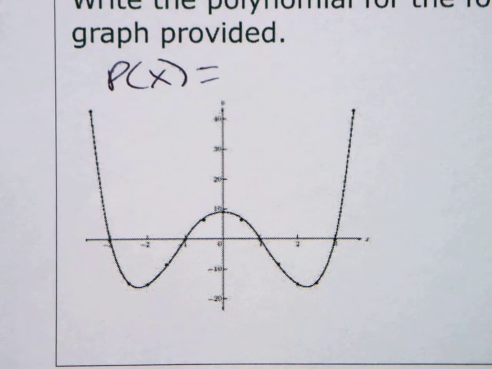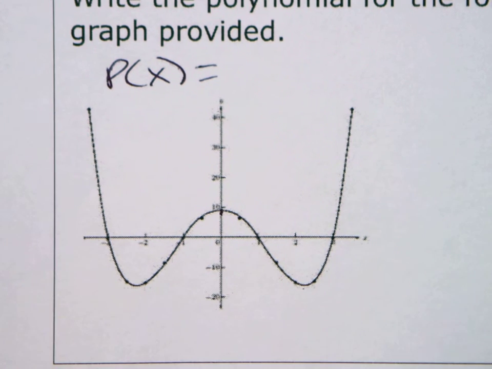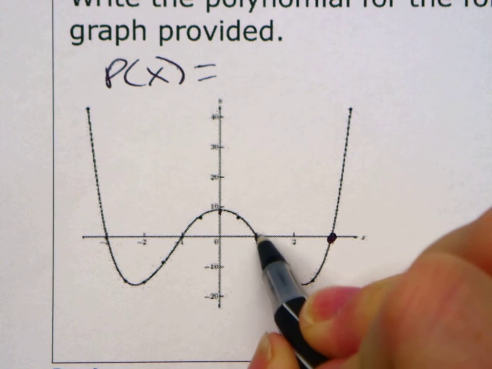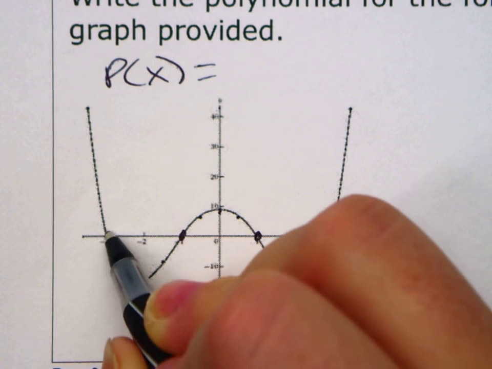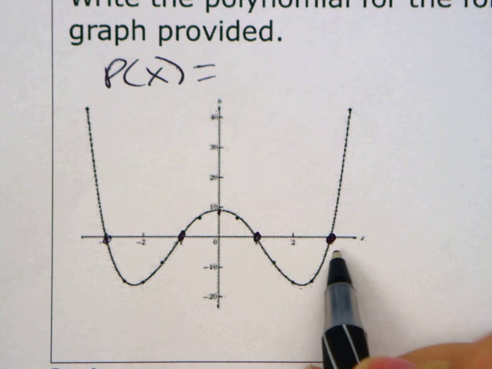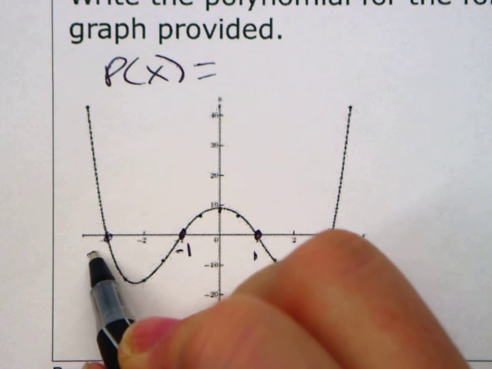What else do you know? It's kind of hard to tell the vertices. Like, you can kind of look at that one, but you don't know them very well. But you do know the roots. There's a root, there's a root, there's a root, and there's a root. So this is 1, 2, 3. So what's this root? That's a 3. That's a 1, -1, -3.